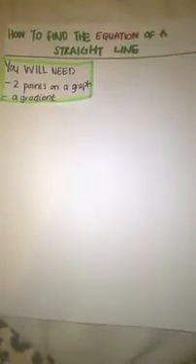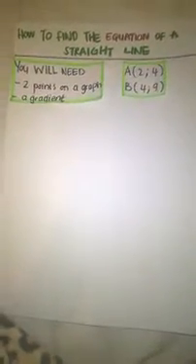How to find the equation of a straight line. Now, firstly, you will need 2 points on a graph as well as a gradient. Now, if you have 2 points given as A and B, you'll now need a gradient.